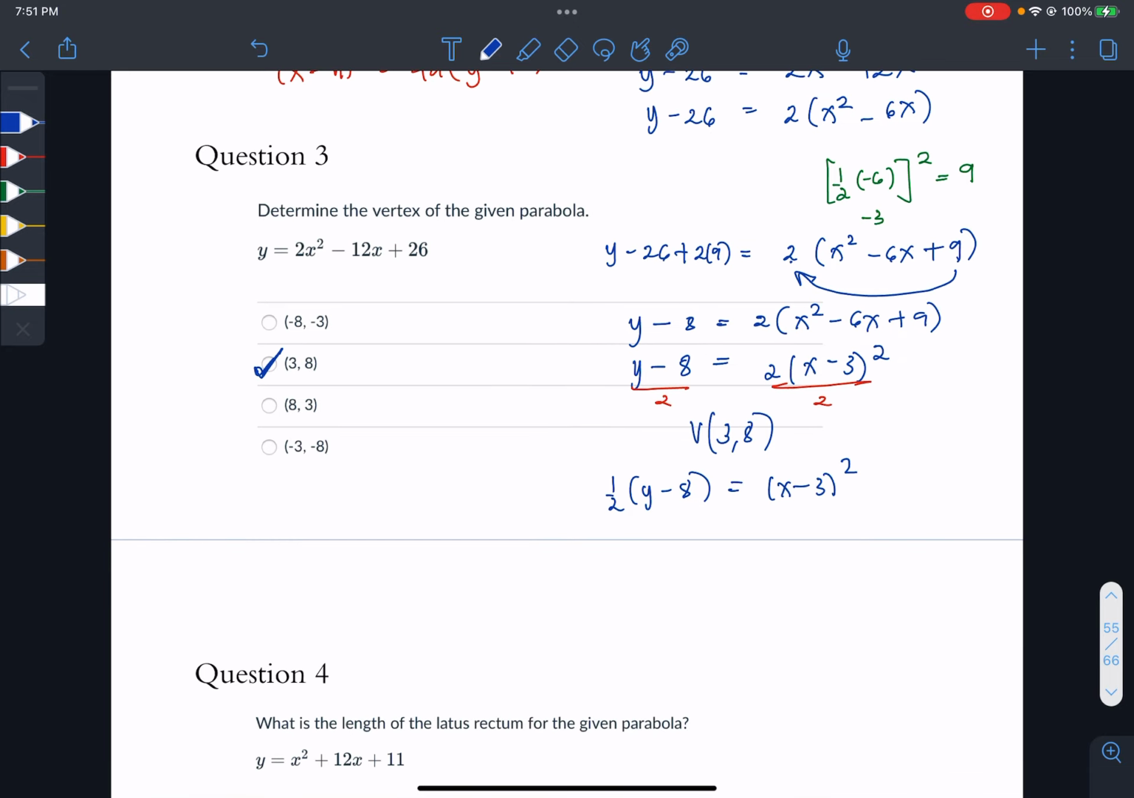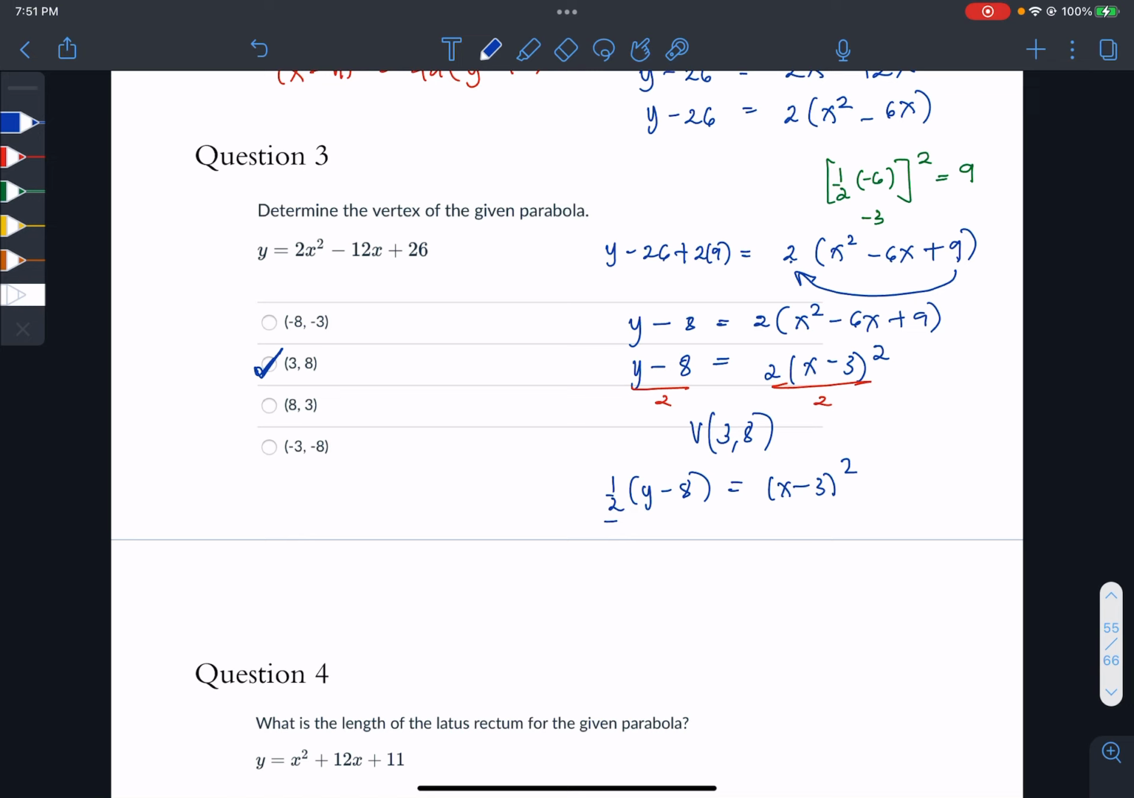So ang vertex natin is at 3 and 8. And then ang lattice rectum natin is 1/2. So the length of the lattice rectum is 1/2. So which is this one. Then it is positive, so it's opening to the right.